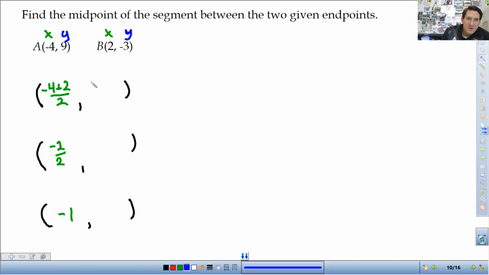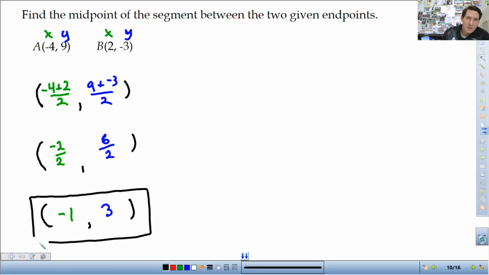Now the y's, so it's 9 and -3. So 9 plus -3 divided by 2. 9 plus -3 is +6. Divided by 2, +6 divided by 2 is 3. We found the midpoint. All right.